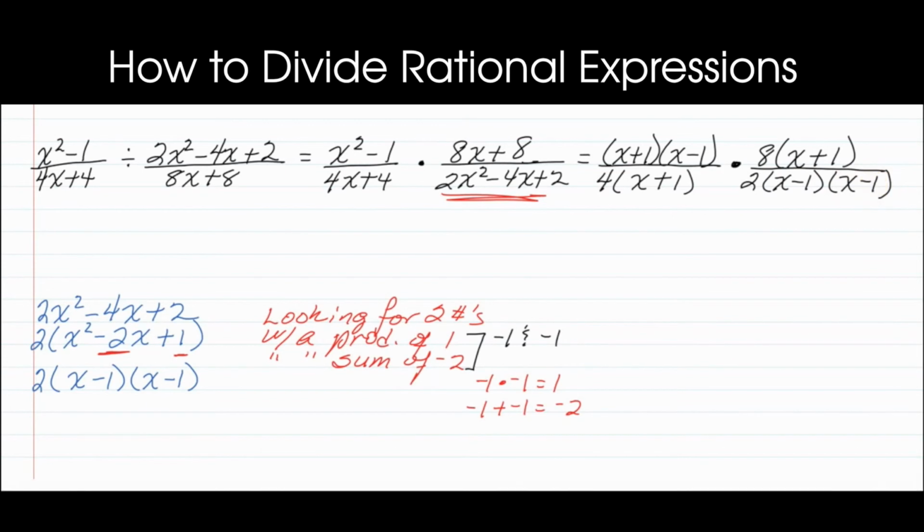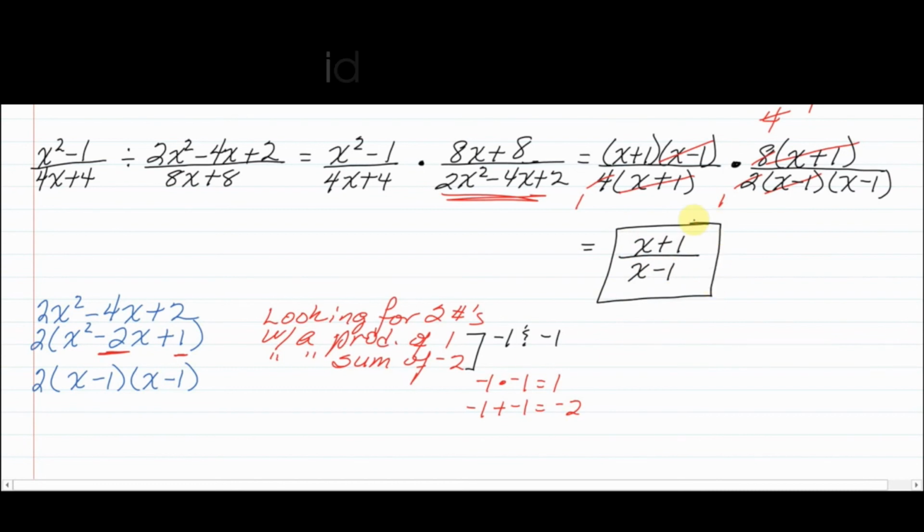And now we're ready to cancel out common factors. We can cancel out an x plus 1 here and one of the x minus 1's here. So our final answer is x plus 1 over, and there's one more thing we can cancel. Let's look at the coefficients. 2 will go into 2 once, 2 will go into 8 4 times, and we can cancel the 4's. And so we're left with x plus 1 over x minus 1. And this is our final answer.